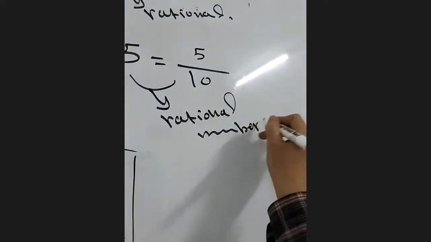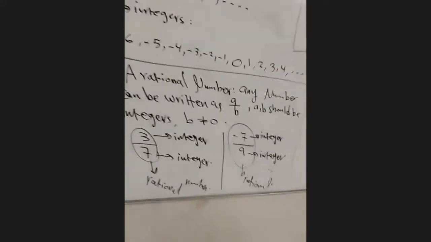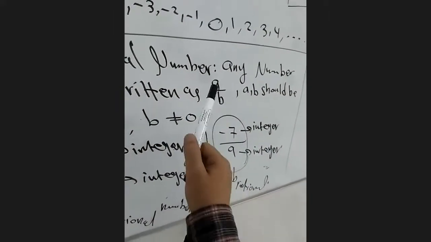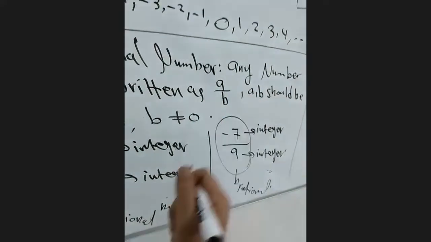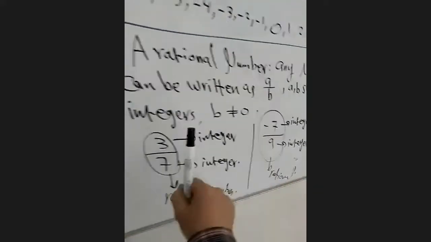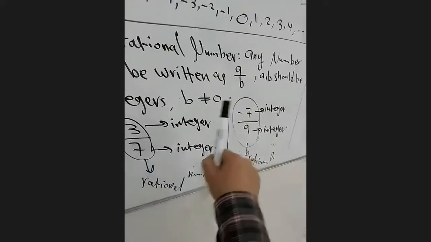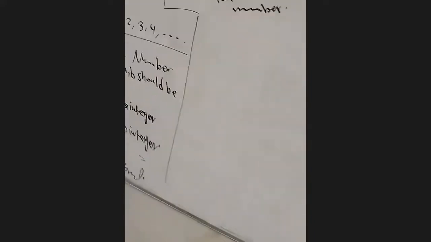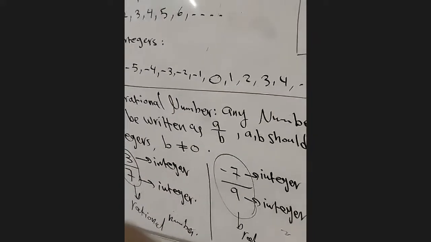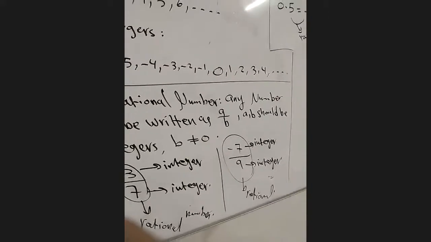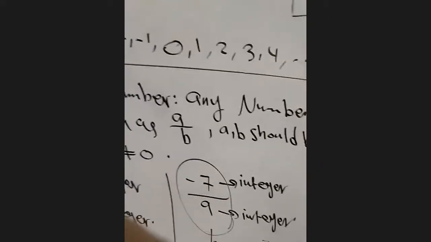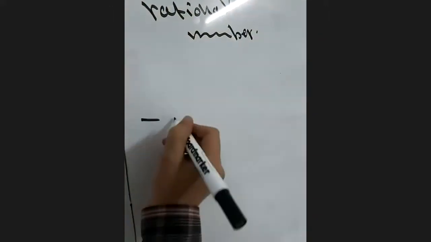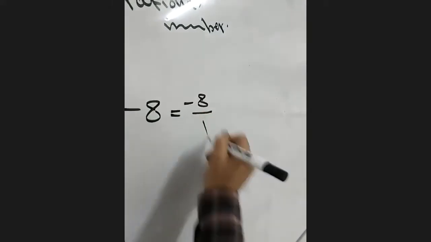Rational number, okay? So the rational numbers, guys, any number can be written as A over B. A and B have two conditions. A and B must be integers, and B down cannot be 0. This is the definition of the rational number. It's the form of a fraction, but with two conditions. Any integer, like minus 8, is minus 8 over 1.